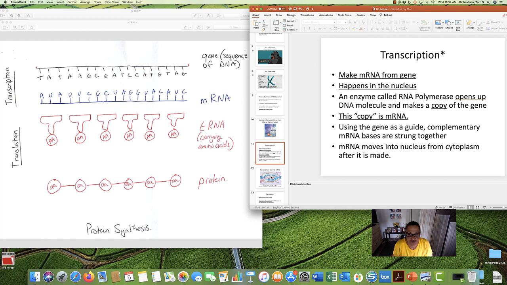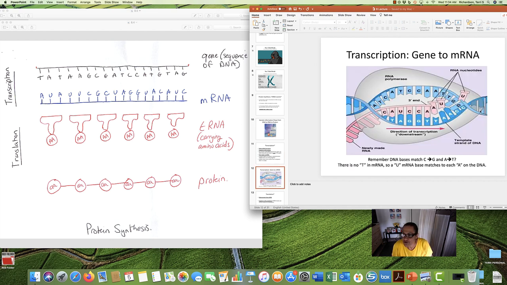Let me go to the picture for a second. So here's your double-stranded DNA molecule, right? Well, we can't make mRNA when the DNA is all double helixed up. So we have to open up the DNA, separate that double helix so that we have our gene exposed. Gene is exposed right here. The big gray egg thing is the RNA polymerase. It's an enzyme, again, that opens up that double helix and exposes the gene.